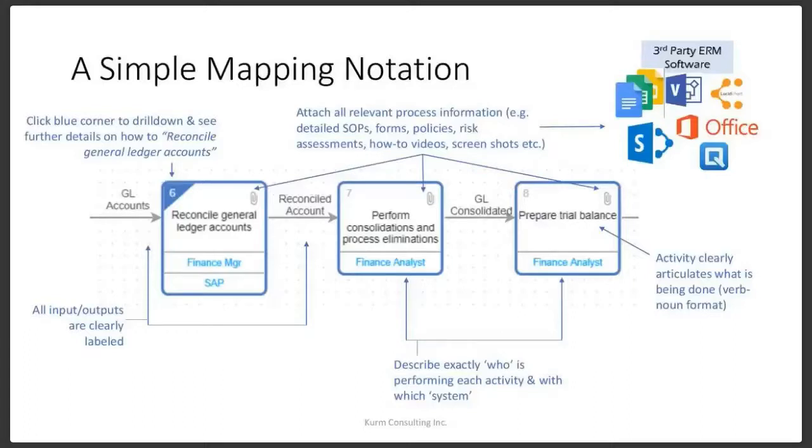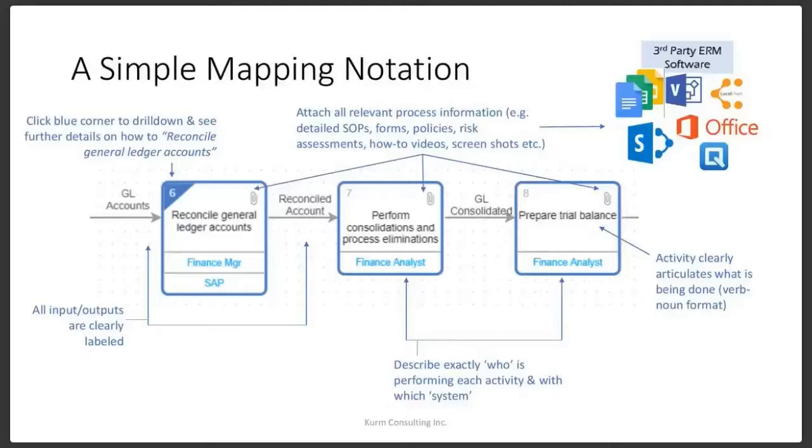A box depicts the activity, the verb and noun of what you're doing. In each activity box, you can identify who's the resource that's performing the activity, and whether they are using a specific application. All the inputs and outputs are easily labeled as well, so you know what's coming in, what you're doing to it, and what you're delivering, what's coming out of it. Okay. Any symbols are pretty intuitive.